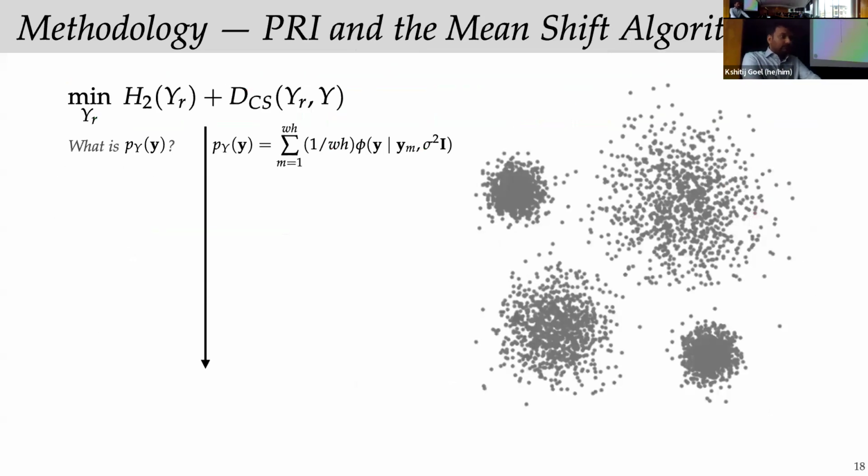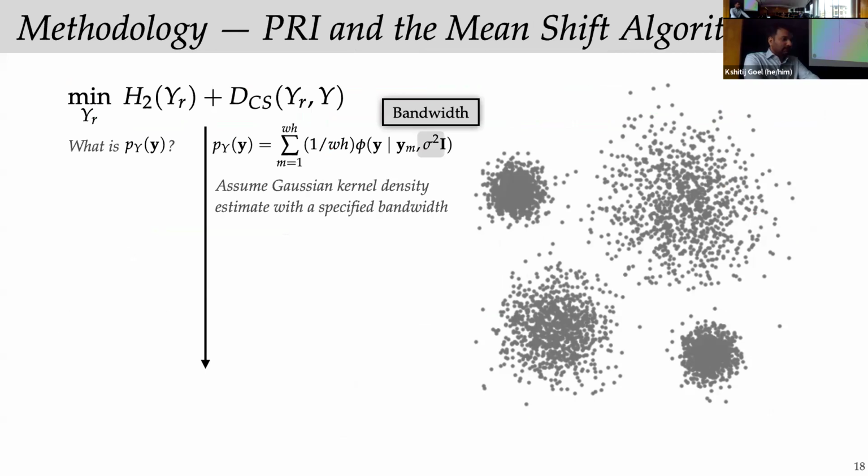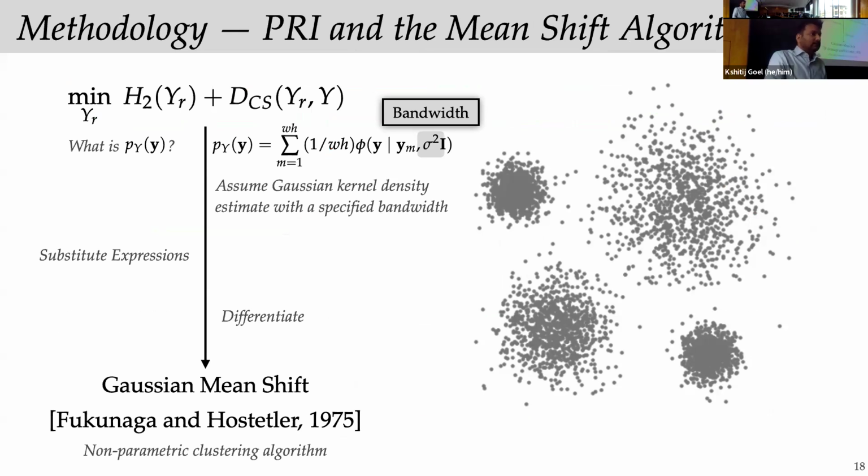So how do we proceed solving this problem? First, we have to assume a density function P_Y. In this case, we assume a kernel density estimate with a bandwidth parameter that is user modifiable. Then we substitute expressions for entropy and divergence, differentiate this function, and it turns out this becomes the Gaussian mean shift algorithm, which is quite popular in non-parametric statistics.